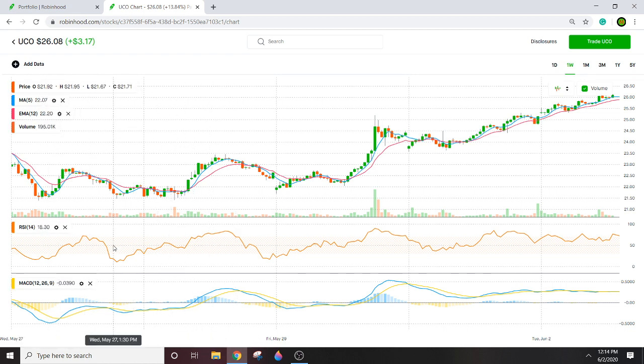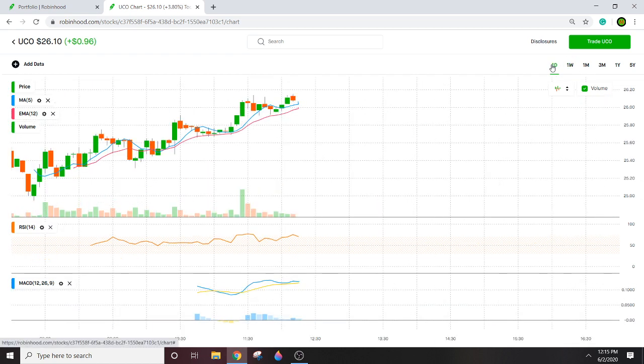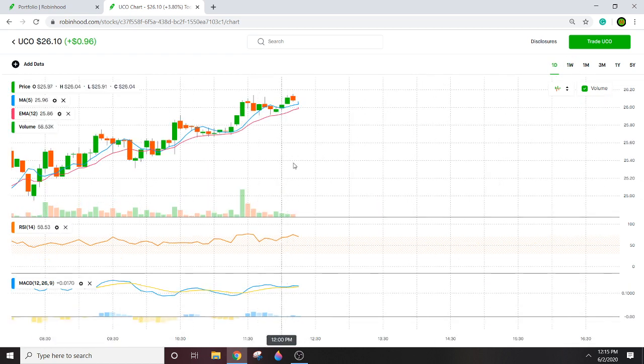So there's many ways you can use this to your benefit. If you're trying to get a good entry point and you're trying to buy a stock for a good deal, you can look at the RSI and determine if it's being overbought or oversold. So for example, if I look at the daily right now, and I'm like, hey, I might try and buy UCO right now. If you look at the graph, you can see that throughout the entirety of the morning, it's been pretty much overbought, right?